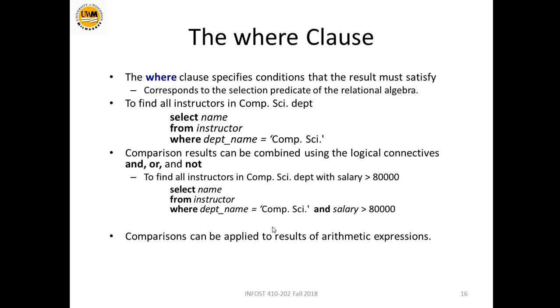The where clause specifies the conditions. For example, if I want to find all the instructors in computer science department, I say select name from instructor where department name equals computer science. If I have more than one condition, I can combine them using logical connectives and, or, not. For example, if I want to find all the instructors in computer science departments with salary greater than 80,000, I will say select name from instructor where department name equals computer science and salary is greater than 80,000.